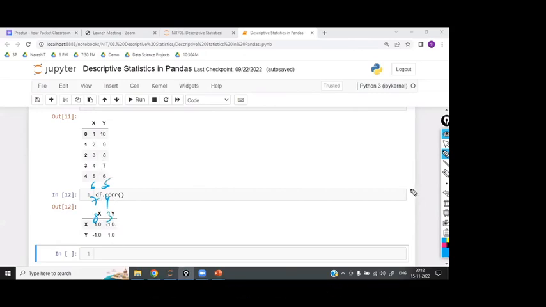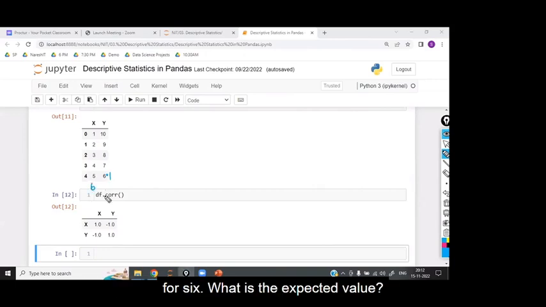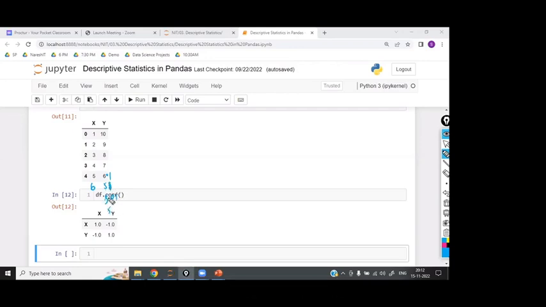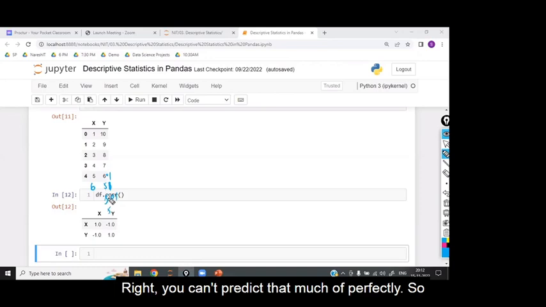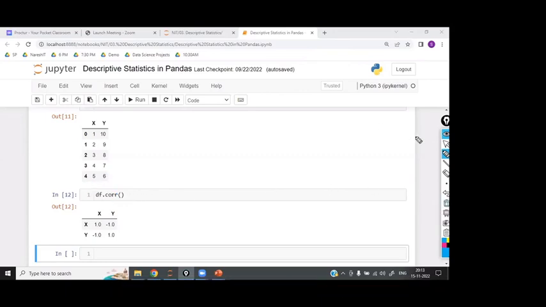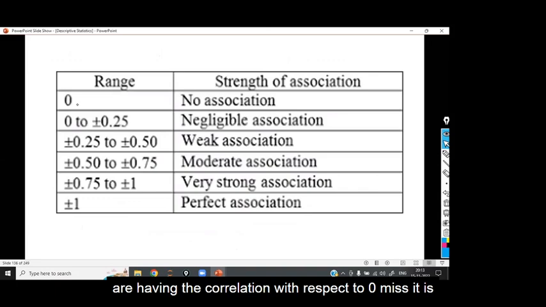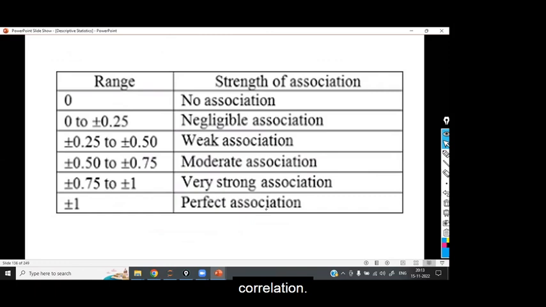But for example, here you have 5 and this is 6.1. For 6, what is the expected value? It can be 5.9 or 5.1 or 5.01 or 5.02, anything, right? You can't predict that perfectly. So if a perfect correlation is there, we can predict perfect answers. If the correlation is 0, it means there is no correlation between both of them. If it is plus or minus 1, it is a perfect correlation.